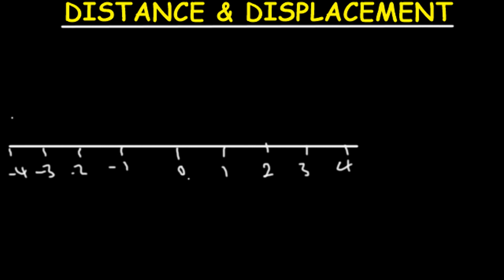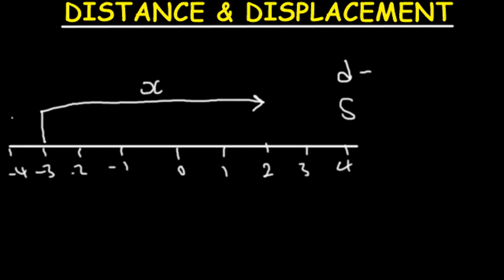Now, let's say an object moves from position -3 all the way to 2. What is the distance covered? And at the same time, what is the displacement traveled by the object? Let's assume the object is known as object X. If the object travels from -3 all the way to 2, what is the distance and what is the displacement? I will be denoting distance with D and displacement with S.